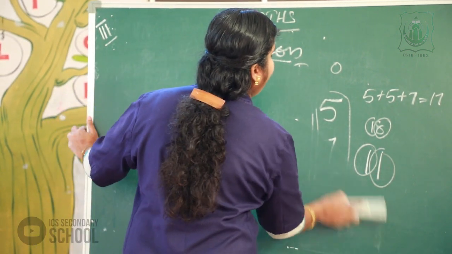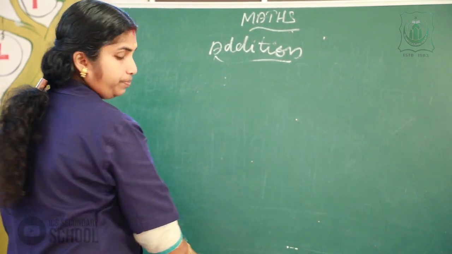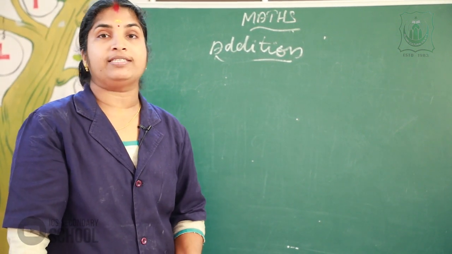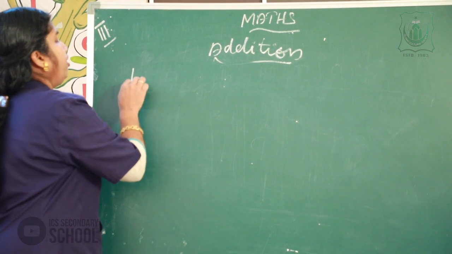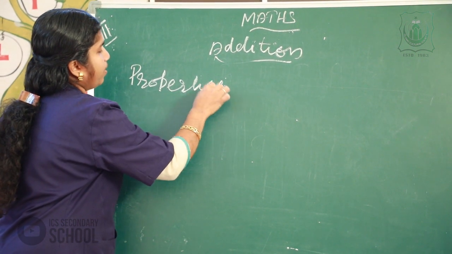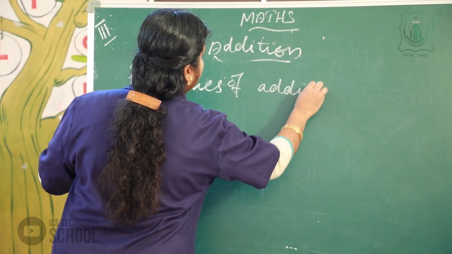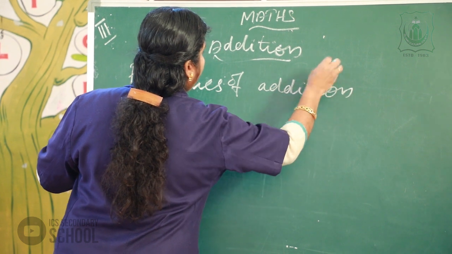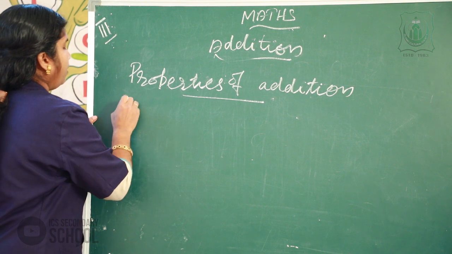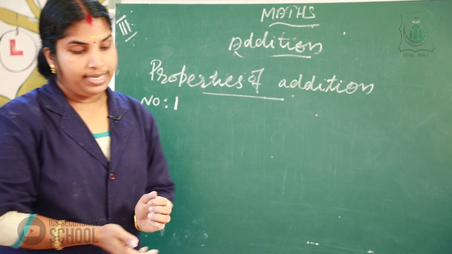We get 3 properties of addition here. First property. Okay, page number 74 and 75. Please listen. Properties of addition. First property, number 1. Please listen.